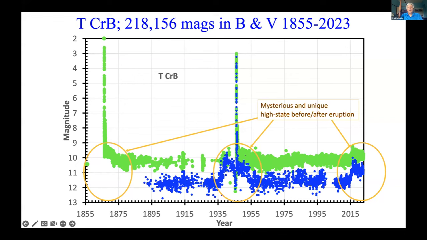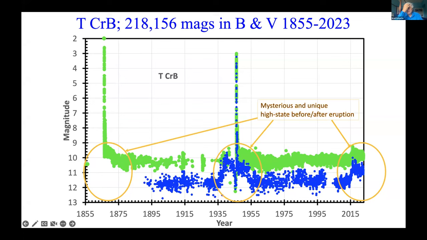It's nowhere near as prominent, which is telling you that the high state light is coming from a very hot and energetic source, probably down near the white dwarf. And you can see the V-band high state going away after a decade after the eruption. So the picture is T CrB is usually in what I'll call a low state, but for a decade or two decades centered on the time of eruption, you have this weird high state.